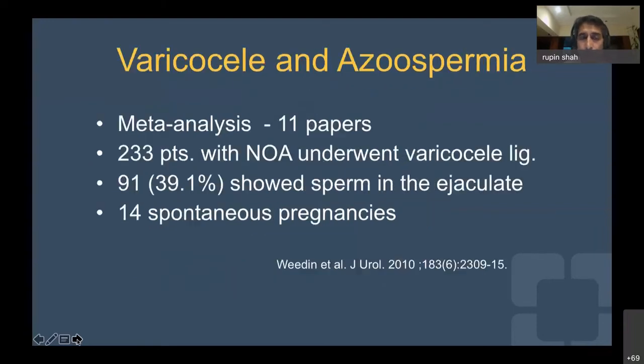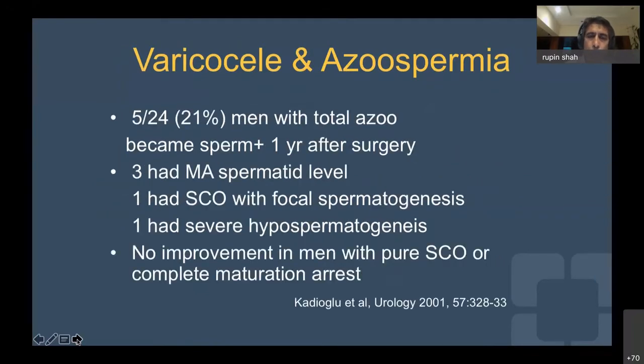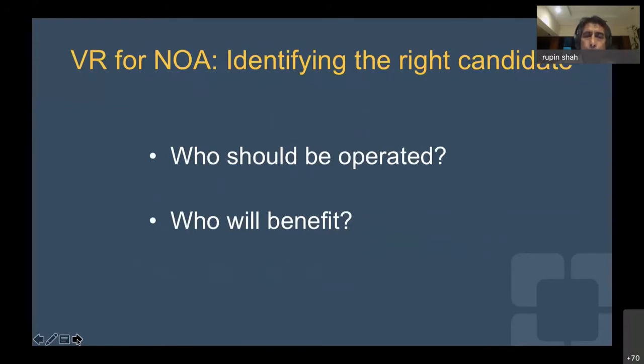Next slide. So it's a tricky question, and it has been analyzed before. More than 11 years ago, we had a meta-analysis that showed that 20 to 40% of men will get some sperm, few sperm in the ejaculate, often transitory, and there may be a rare spontaneous pregnancy. Another study showed that one of the predictors of who might benefit, next slide, is people in whom the biopsy shows either a late maturation arrest or hypospermatogenesis. But even with this information, next slide, it's difficult to decide who should be operated.